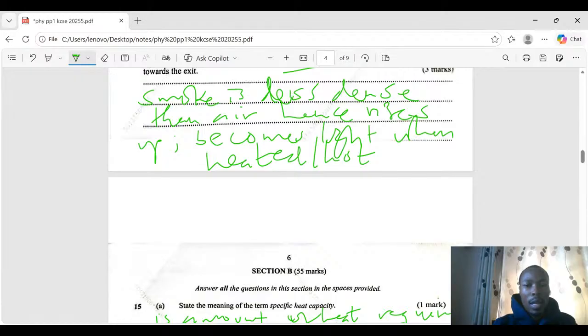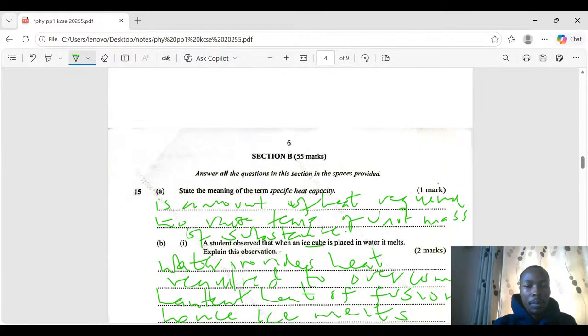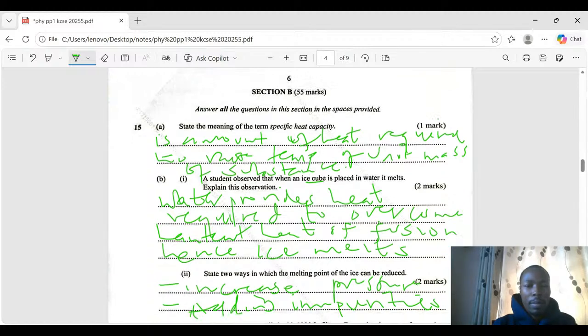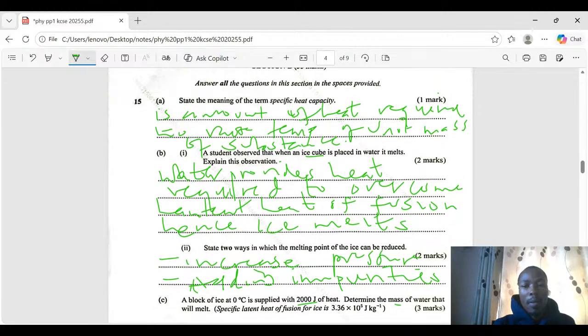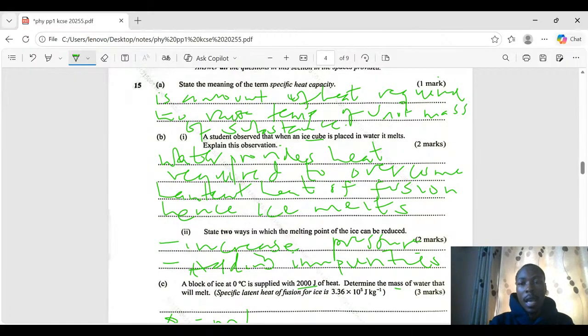So smoke is less dense than air, hence it rises up, becoming light when heated. Then, page 6: we have to state the meaning of the term specific heat capacity. It is simply the amount or quantity of heat required to raise the temperature of a unit mass by 1 Kelvin of a substance.